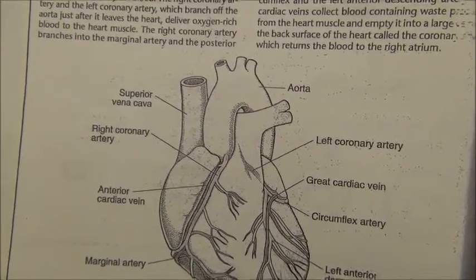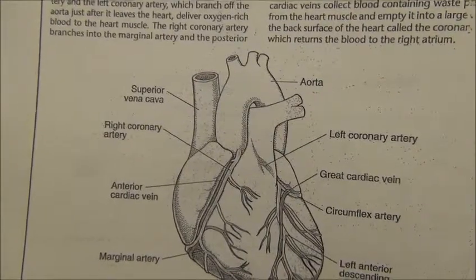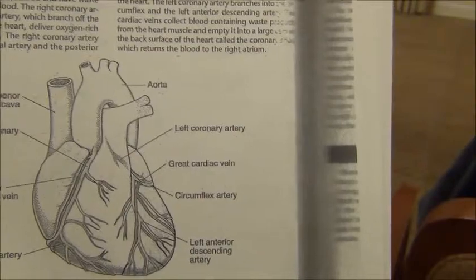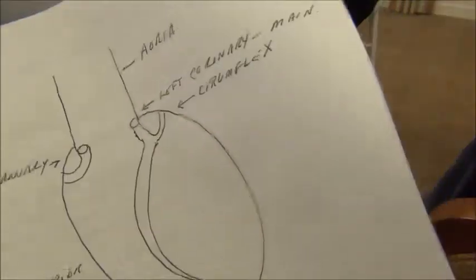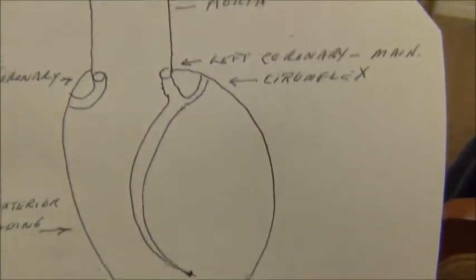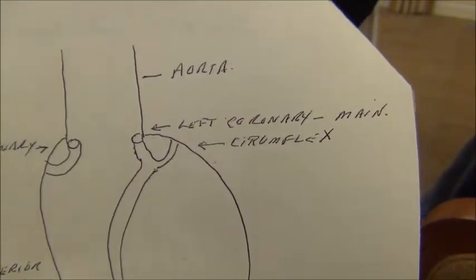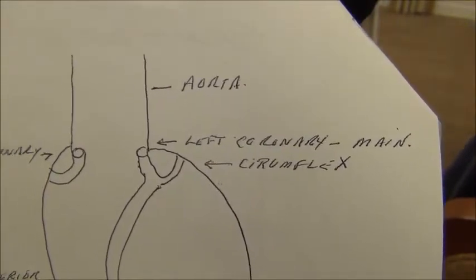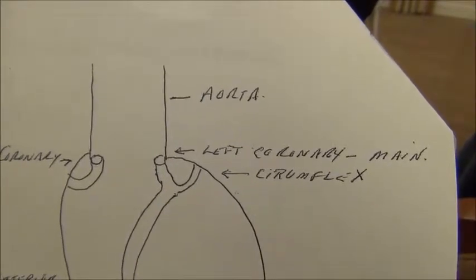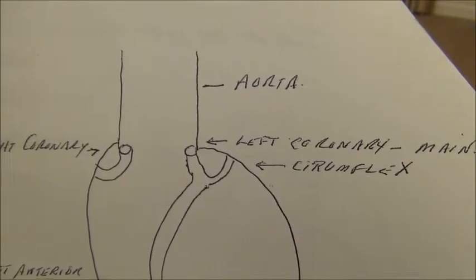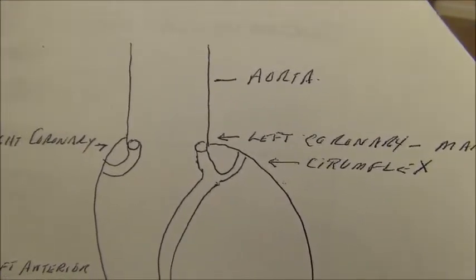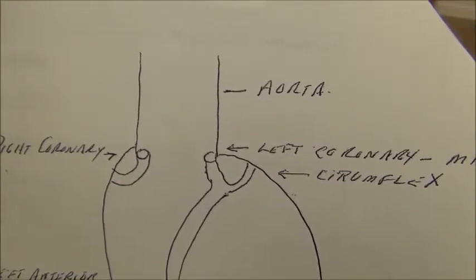Now the left coronary, as you can see from this drawing over here, comes off of the aorta, and it's a very short segment called the left main coronary artery. That splits into two parts. One is the circumflex artery, which goes around to the back of the heart, and the other is the left anterior descending artery, which is the one mostly involved in heart attacks, acute myocardial infarction. That supplies the front side of the left ventricle.